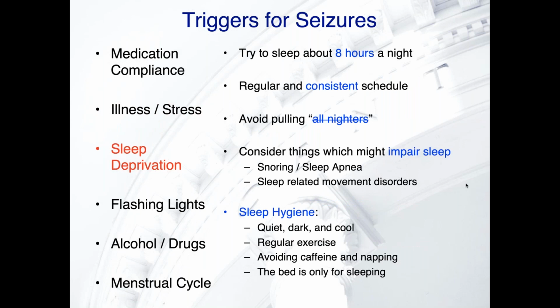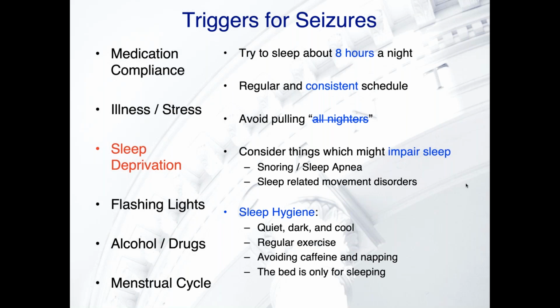Another common reason for a seizure to happen is not getting regular sleep. We should really all be sleeping about 8 to 10 hours a night. And it's important to make sure, especially in children and adolescents, that they're sleeping on a regular and consistent schedule, trying to avoid pulling all-nighters whenever possible.